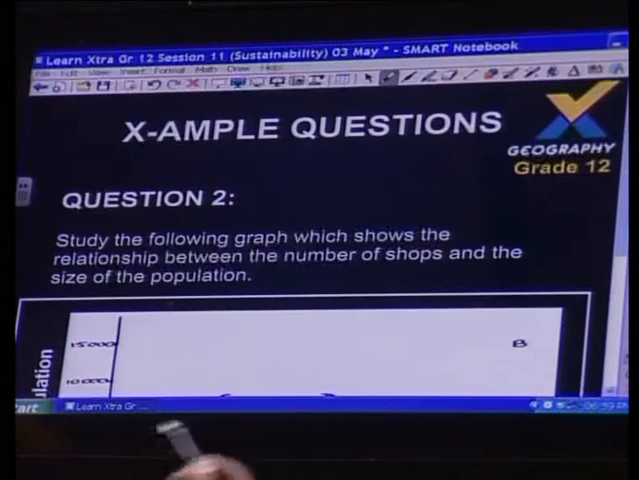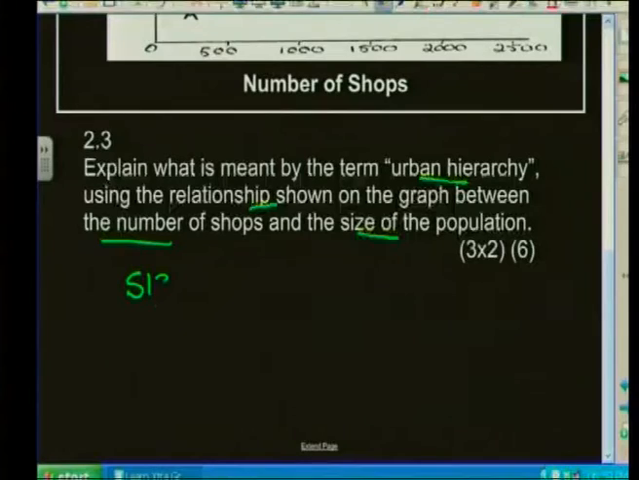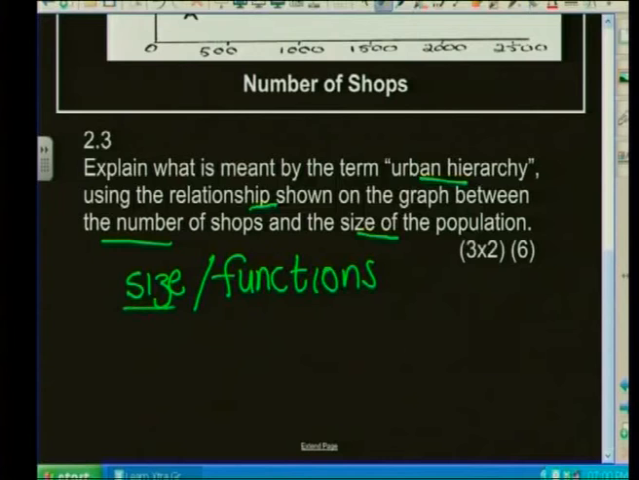Maybe these kinds of questions should be asked. What is important is, as you answer each question, you should be looking for trends in the graph that you pick up from the types of questions that are being asked. Looking at our next question, explain what is meant by the term urban hierarchy using the relationship shown on the graph between the number of shops and the size of the population. Remember our key words: size as well as functions.